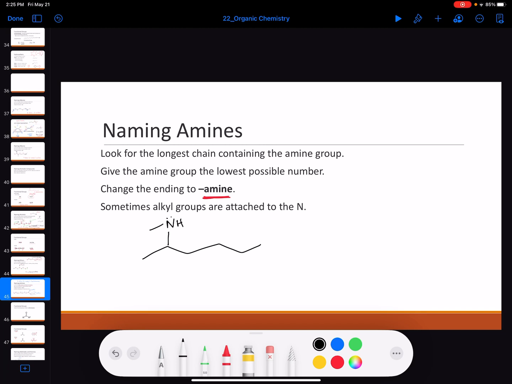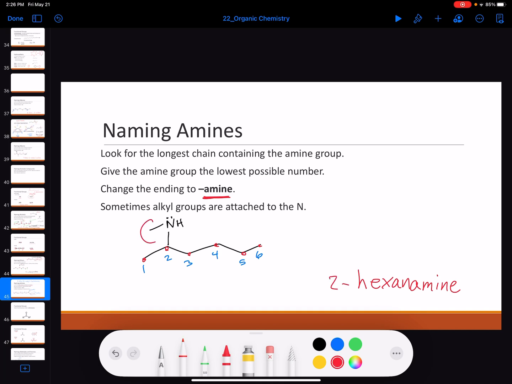Alrighty, let's go ahead and name this molecule right here. I look for my longest chain that's attached to the amine: 1, 2, 3, 4, 5, 6. That would be hexane, but it's attached to a nitrogen, so hexanamine. Then I'm going to number this from the side that gives that nitrogen the lowest possible number. So this would be 2-hexanamine.